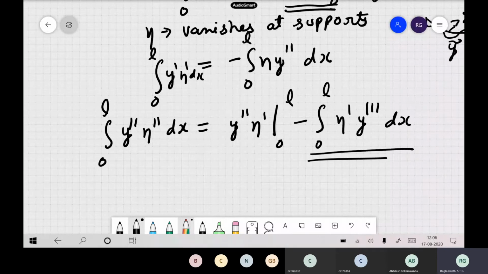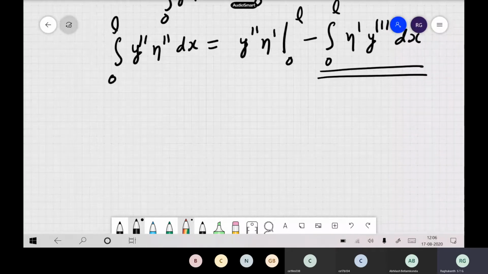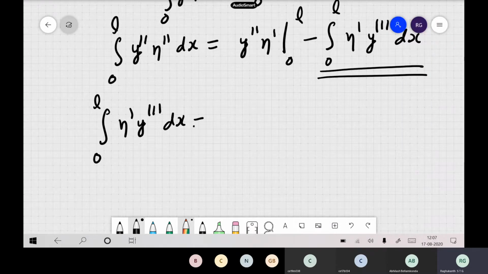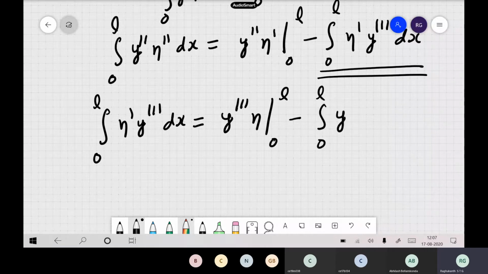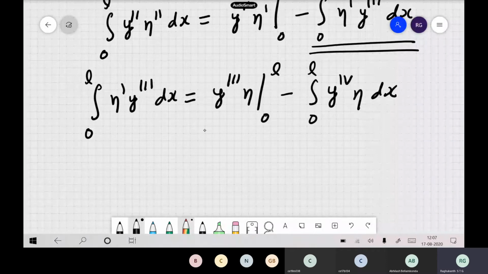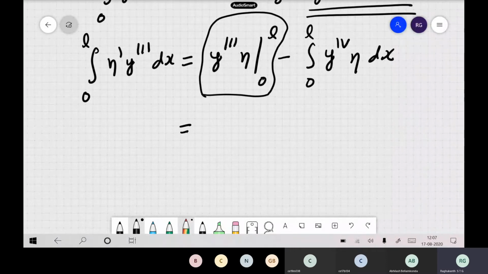Now once again we do this integration by parts on the integral of eta dash y triple dash dx. So you get y triple dash eta from 0 to L, minus the integral from 0 to L where the y fourth derivative comes in, times eta dx. Here also, since eta is 0, this boundary quantity goes back to 0. So you will be left with only the fourth derivative term, eta into dx.